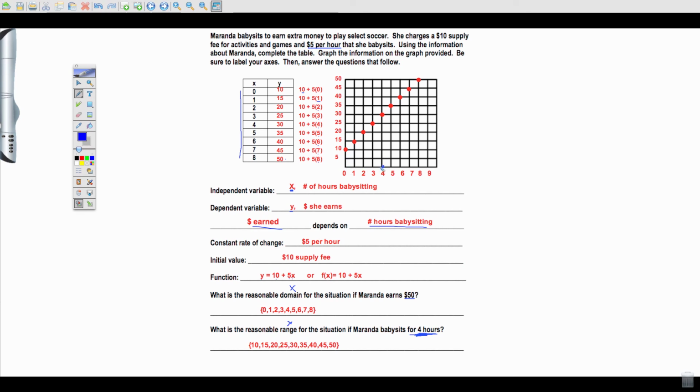Okay, the range is the Y. So when I go out to 4 hours, I go up, that's 30. So this right here, I could have stopped at 30.